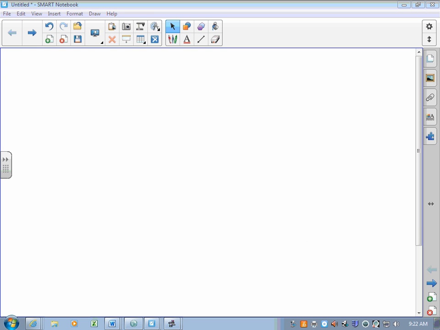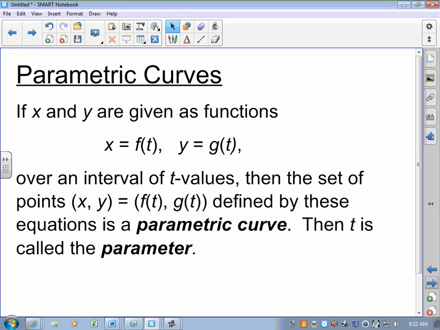All right, lesson number 2 in Calc BC is all about parametric equations. Parametric equations are tough at the get-go because you've got to fight through a definition. But once you fight through the definition, it's really not too bad. So what I'll do is I'll show you the definition, then we'll talk about what it means in English.